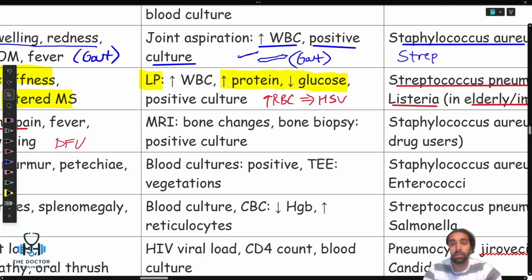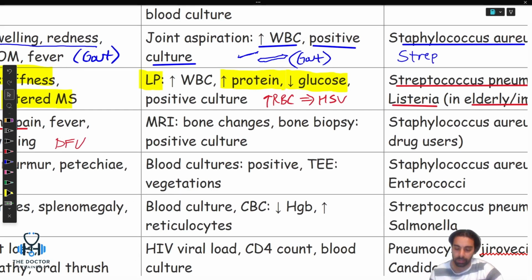If they ask what's the best initial step in aiding diagnosis, the initial step is going to be X-ray, because if you can pick it up on X-ray, then you're good. But if they say the most accurate or the most likely to establish the diagnosis, it's going to be MRI. MRI has the high sensitivity and specificity when it comes to ruling in osteomyelitis.